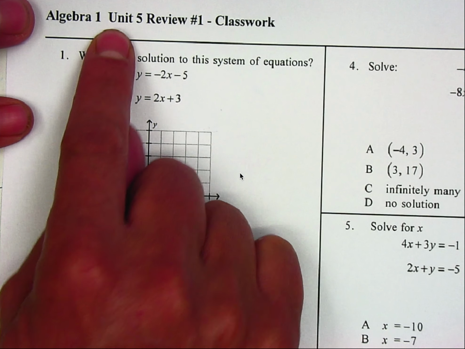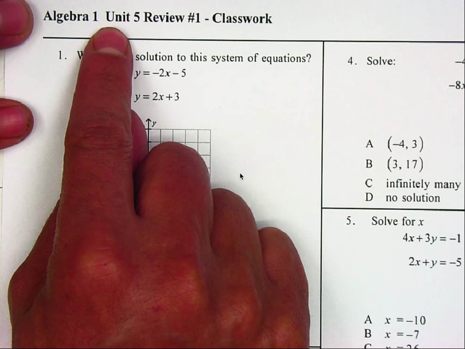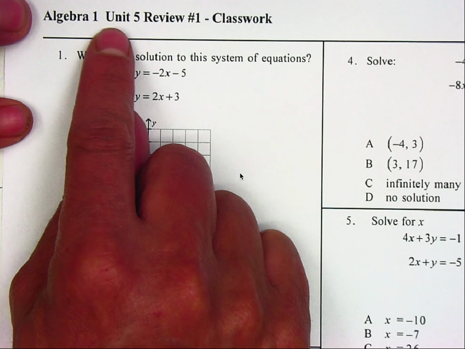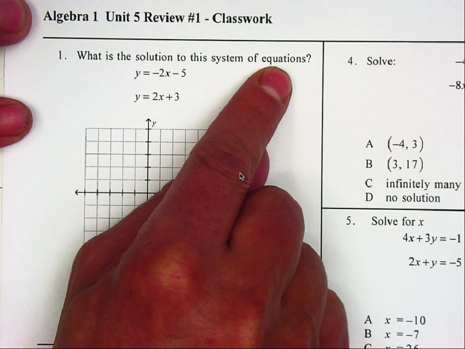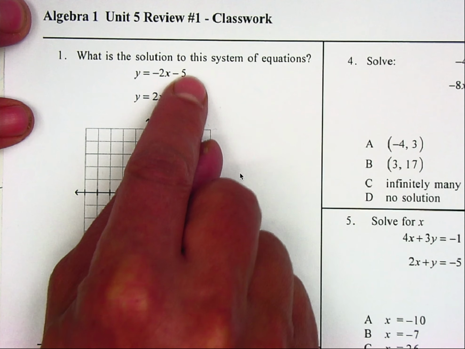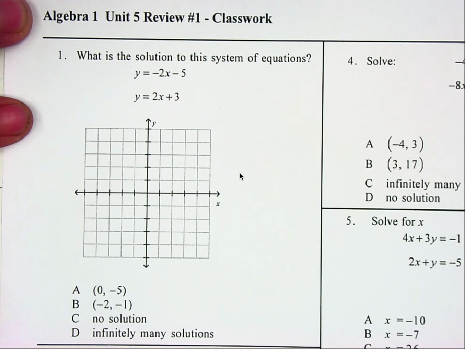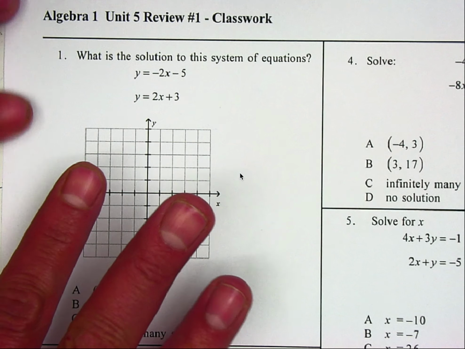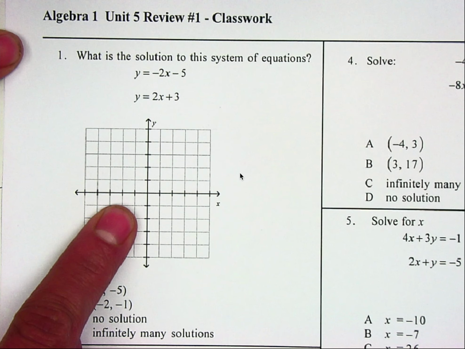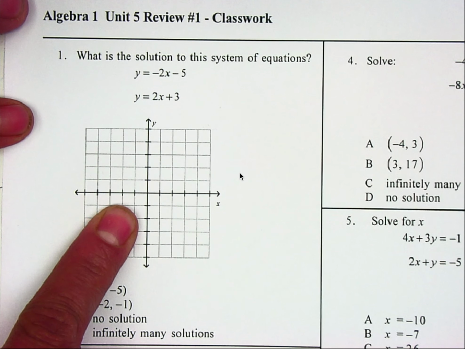We are going to be reviewing Unit 5, which is called System of Equations. We are basically dealing with two equations, and we are able to solve it by three different ways. We can graph it and find the intersection.